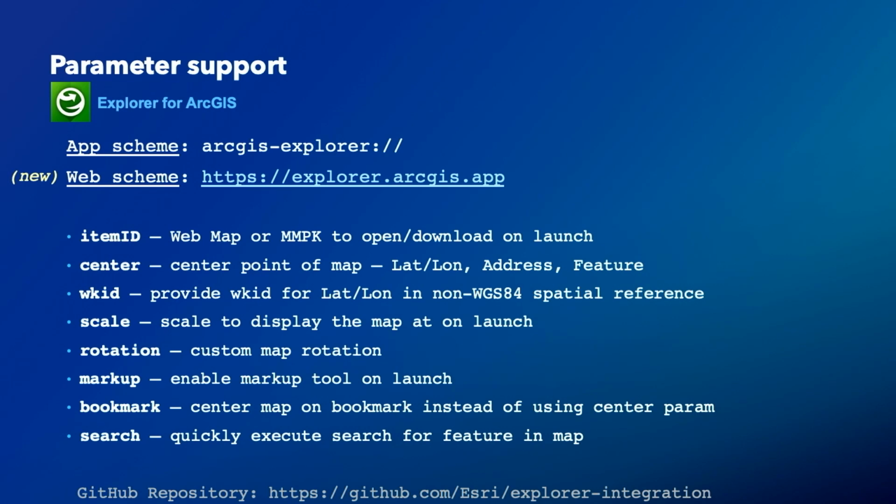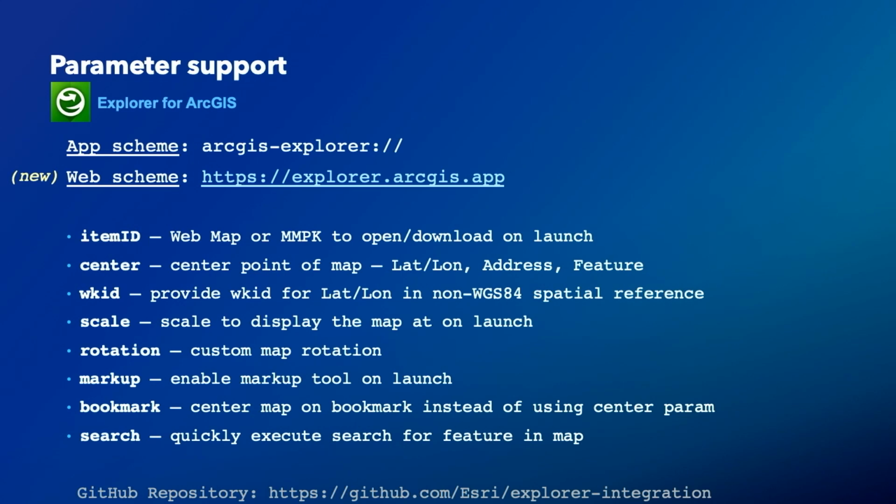It can be an address that is going to be reverse geocoded, or it can even be a feature. So if your map is set up with layer search, you can actually specify a hydrant ID or something like that to center the map. You also have the option to use a WKID parameter if you're going to be providing coordinates that are non-WGS84. You can provide the scale of the map that you want the map to zoom into. You can provide a rotation.